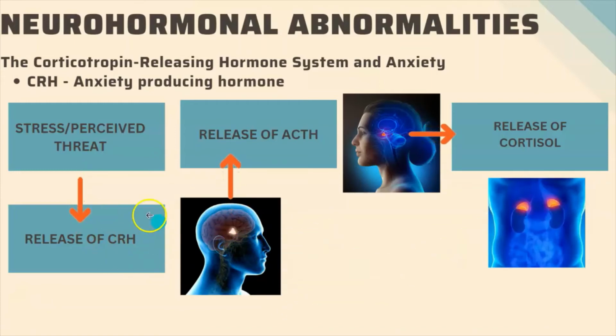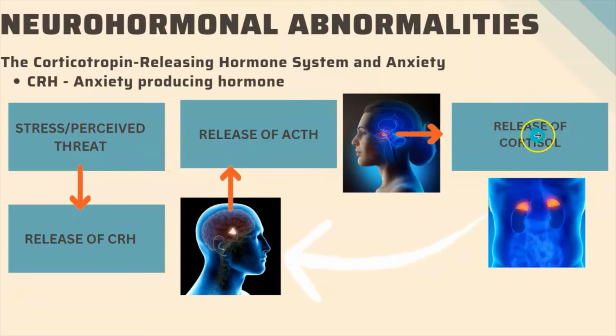When corticotropin releasing hormone is released by the hypothalamus, it in turn triggers the release of ACTH, which is adrenocorticotropic hormone, released by the pituitary. So the hypothalamus triggers the pituitary to release ACTH. Once ACTH is released, it leads to the release of cortisol by the adrenal glands. The adrenal glands are located on top of the kidney. So the end product of this chain reaction is the hormone cortisol.